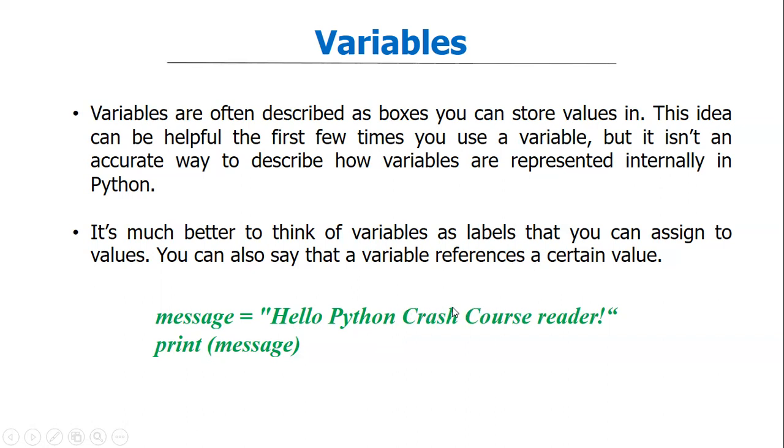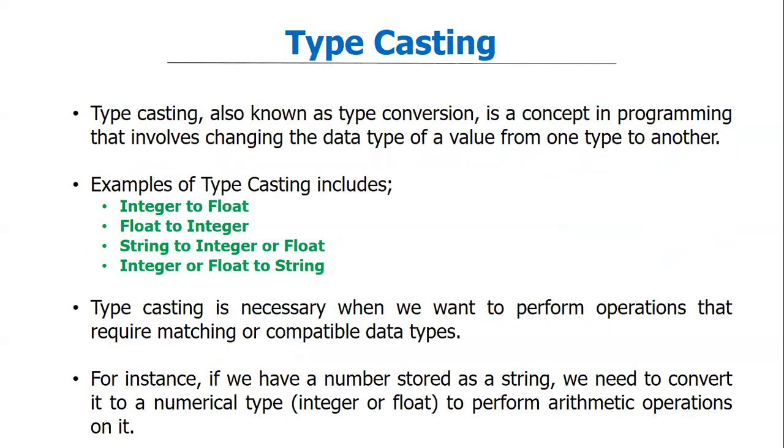So basically, that is for variables. We'll also be discussing what typecasting is. Typecasting, also known as type conversion, is a concept in programming that involves changing the data type of a value from one type to another. Typical examples of typecasting include converting from integer to float, float to integer, string to integer or float, and also converting from integer or float to string. We will be demonstrating a few examples in our tutorial.